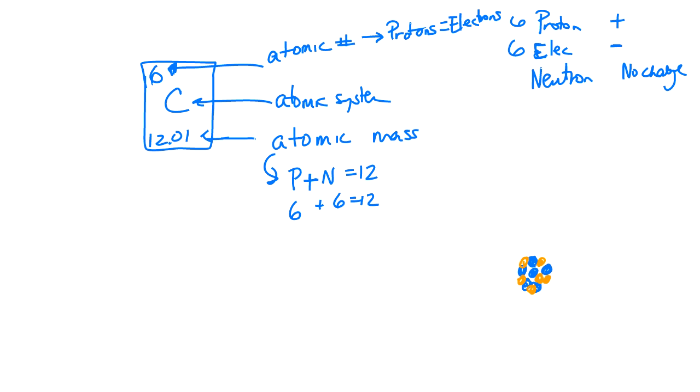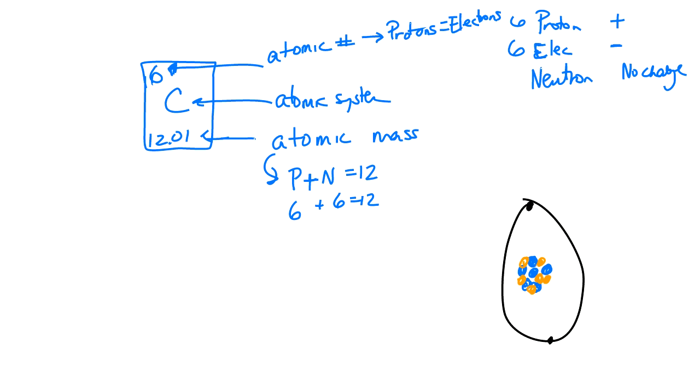And then we have 6 electrons, but the electrons are not in the nucleus of the atom. They are actually circling. So I'm going to draw an electron here. I'm going to show it circling. I'm going to draw an electron here. They are in energy shells of the atom.